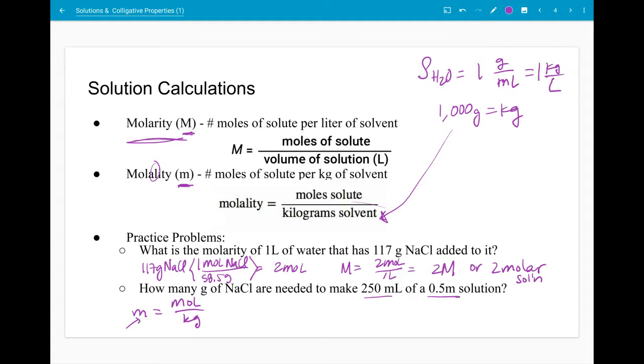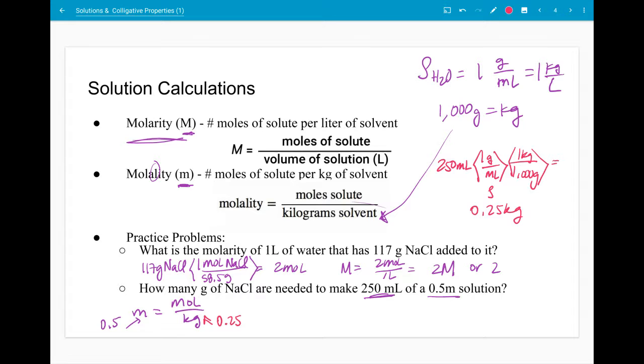So I do know that the M is 0.5, and I need to make that 250 mils into kilograms. Okay, so if I take 250 mils of water, I can multiply by the density. So this is the density, and then 1,000 grams in a kilogram. So if I solve that out, then I could find that it is 0.25 kilograms. So 0.25 would go on the bottom.